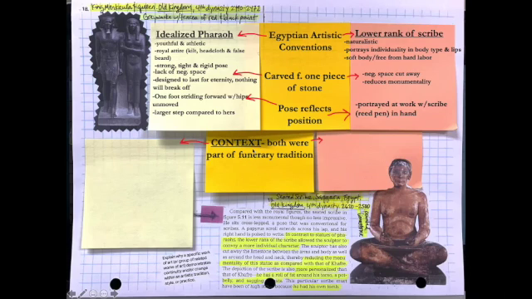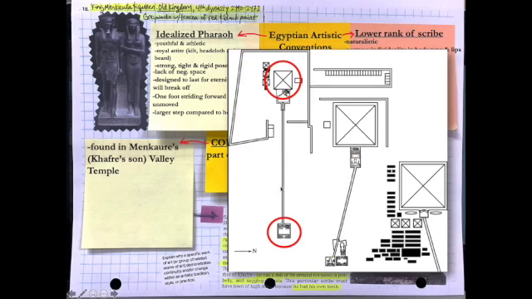Okay, context. Both of these were part of a funerary tradition, but they were both different in how they were used. So the Mankaura sculpture was found in Mankaura, and again, that's Khafre's son, Valley Temple. So when we talked about the three pyramids, the smallest pyramid was Mankaura's pyramid, and then there's the causeway, and then there's the Valley Temple. So that's where this sculpture was found. The Valley temples were used as active places of worship near the pyramids. This is where people would come to worship instead of going inside the pyramid that was sealed.